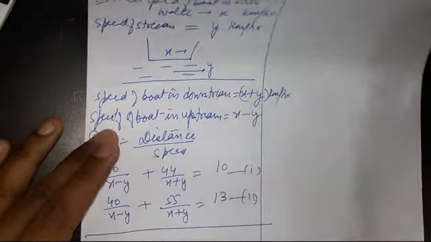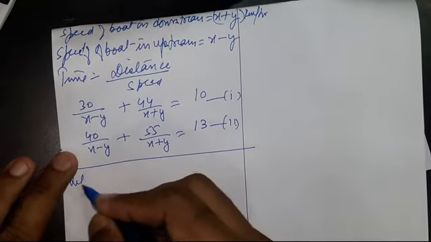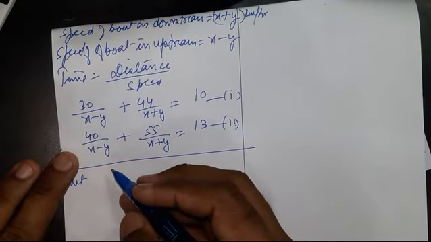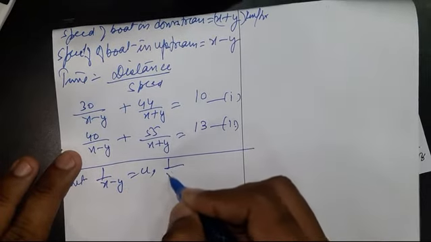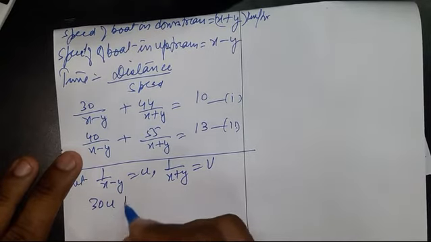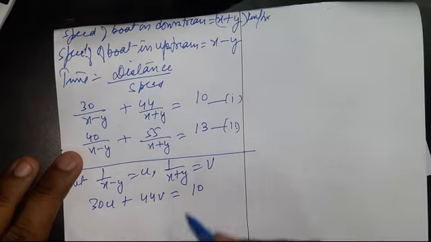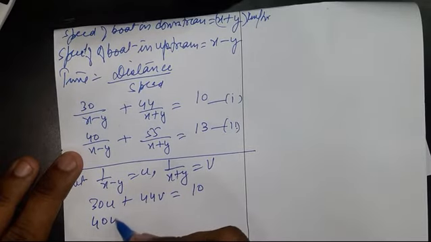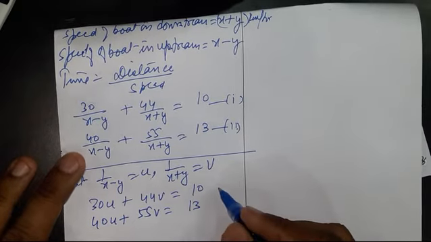Now how can you solve them? Just see how to solve these equations. Let us suppose 1 upon x minus y is equal to u and 1 upon x plus y is equal to v. So 30u plus 44v is equal to 10 for the first equation, and 40u plus 55v is equal to 13 for the second equation.